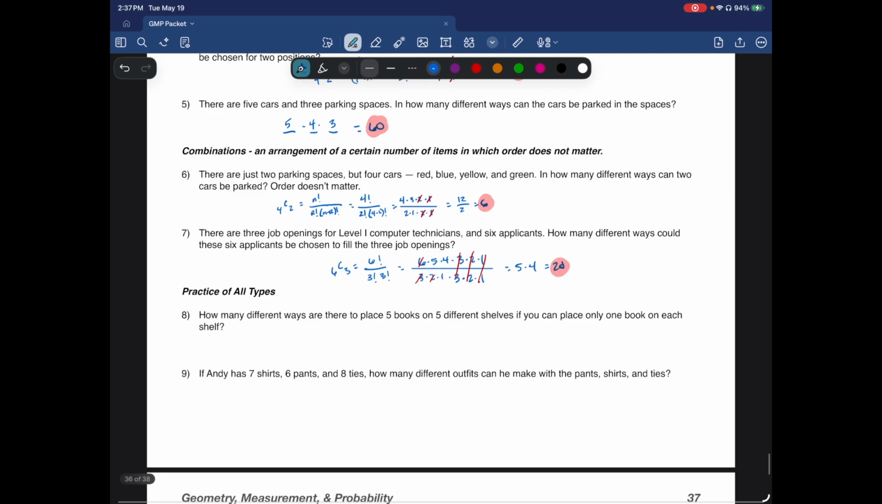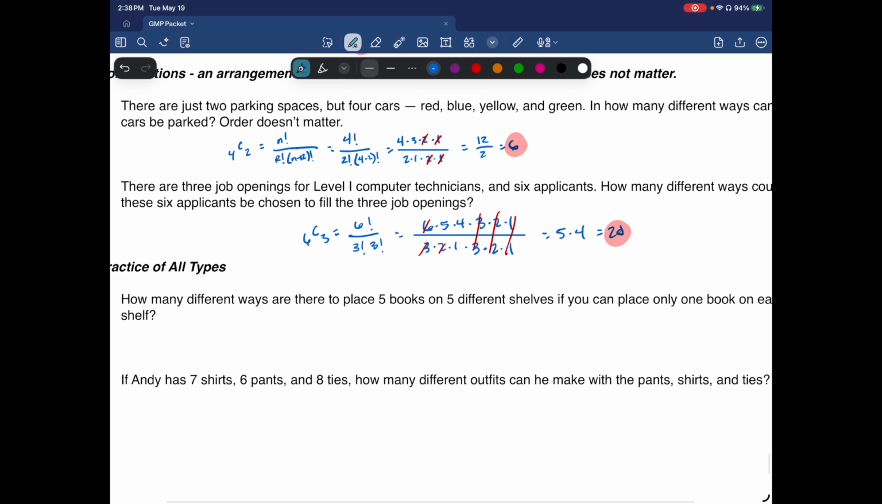Now we're going to practice all of these. All right, for number 8, how many different ways are there to place 5 books on 5 different shelves? Well, so 1, 2, 3, 4, 5. I have 5 ways to choose the first book, 4 ways to choose the second, 3, 2, 1. That's 5 factorial, which is 120.